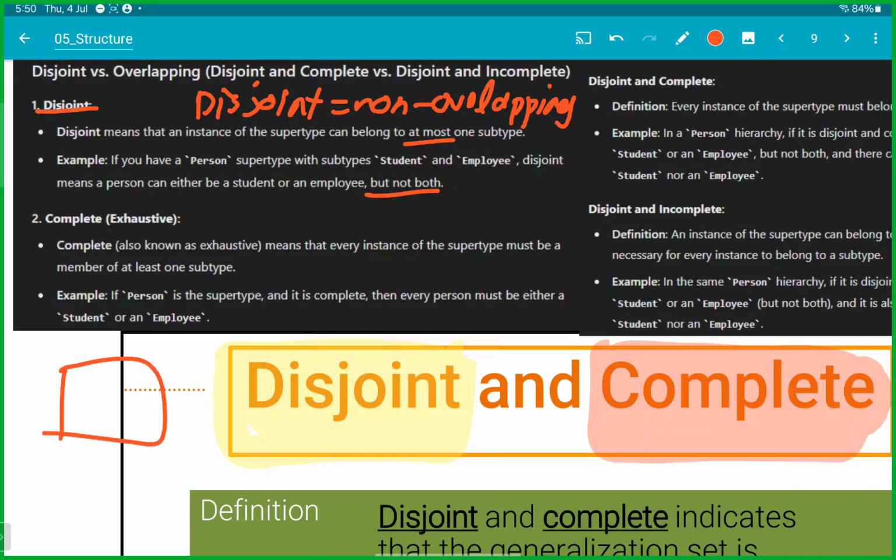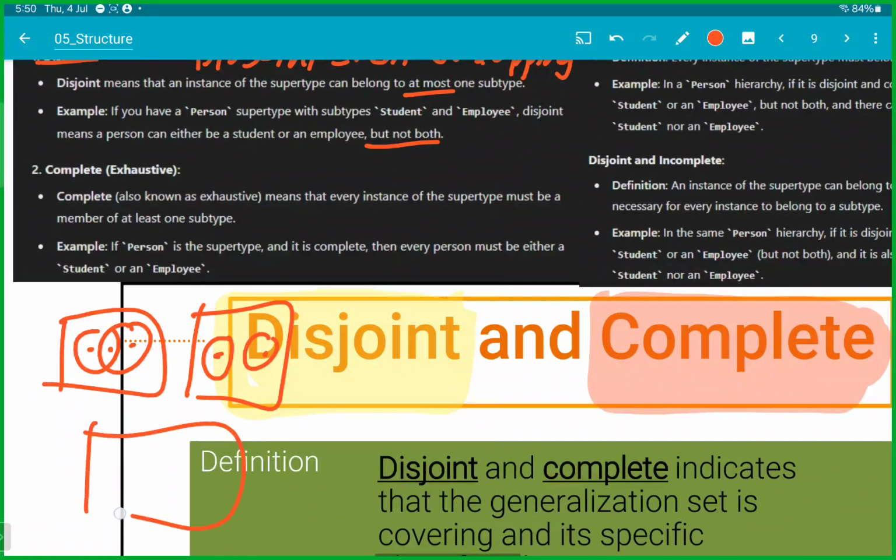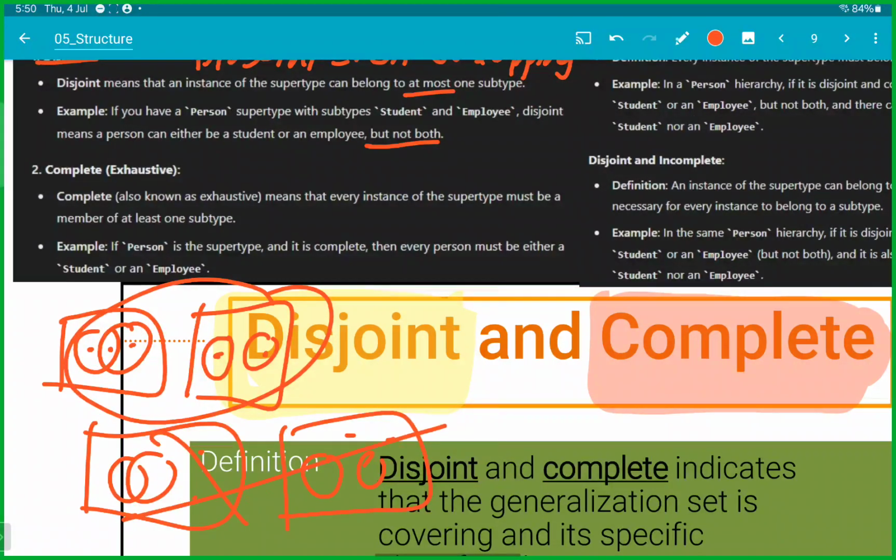So if I have this or if I have this, everybody is inside a subclass. So we have nobody on the outside, nobody on the outside. This is complete and this is incomplete.